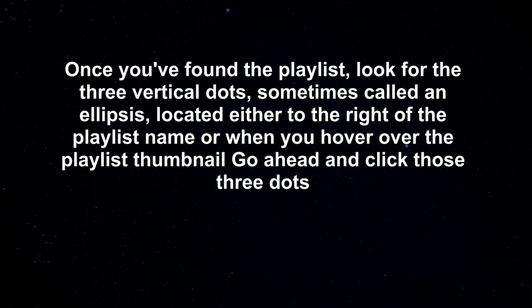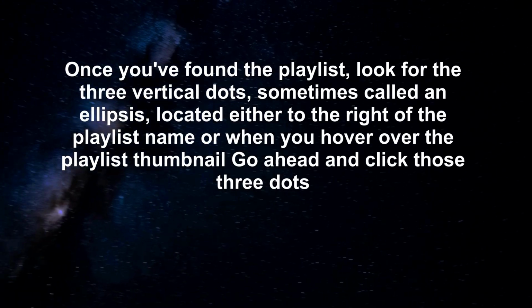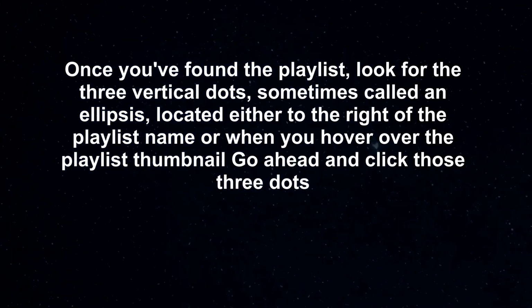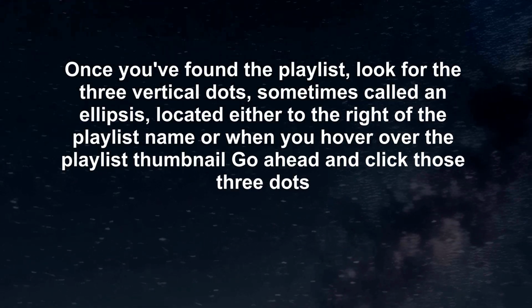Once you've found the playlist, look for the 3 vertical dots, sometimes called an ellipsis, located either to the right of the playlist name or when you hover over the playlist thumbnail. Go ahead and click those 3 dots.